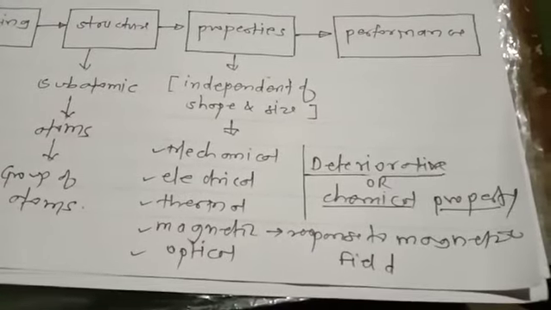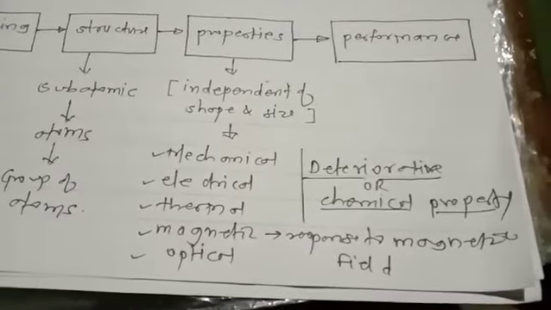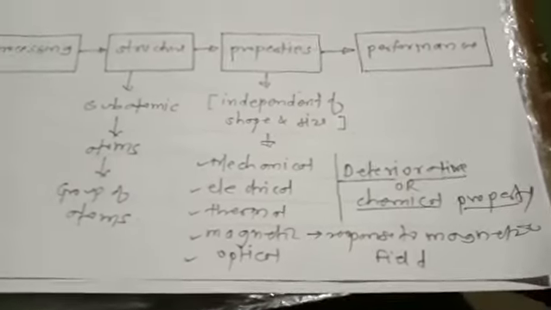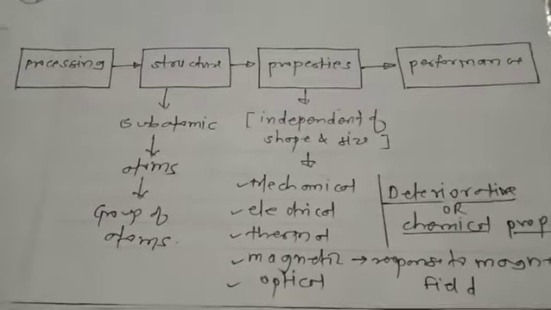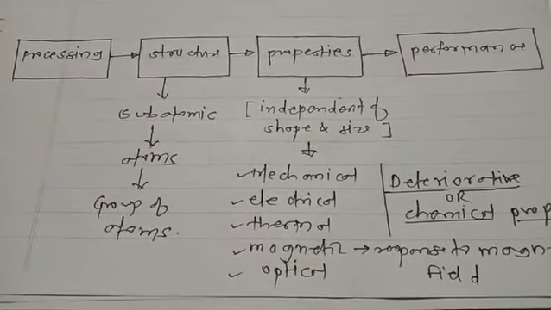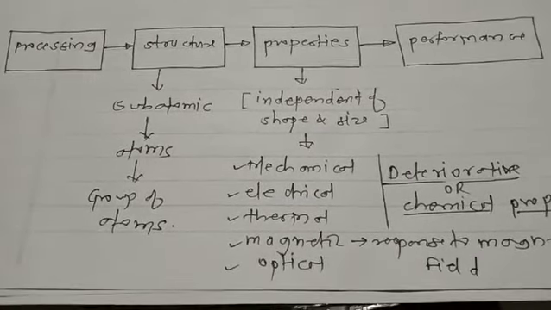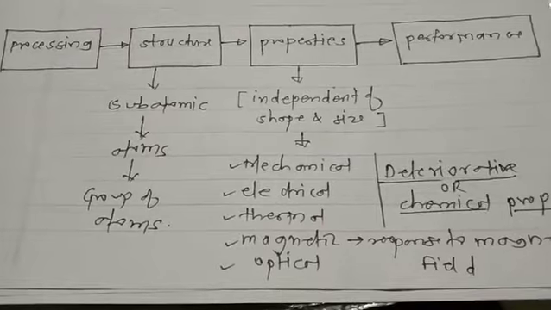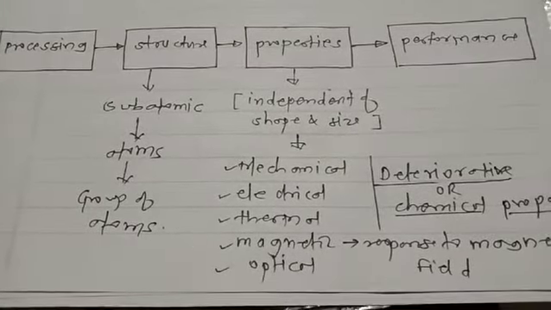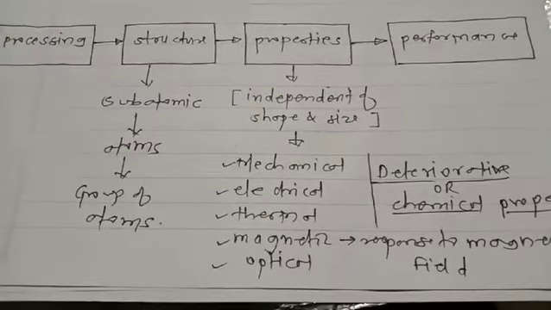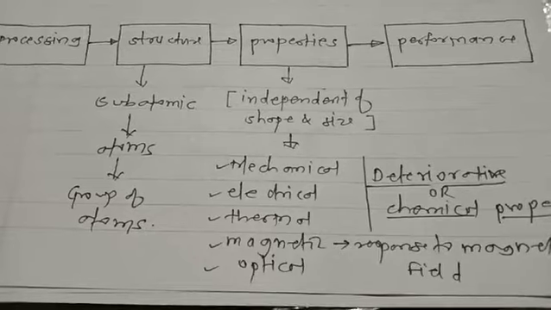If you are getting the better property, you will get the better performance. That is very important. In case of the vehicle, if you are from automobile engineering, if we process each and every component of the vehicle in the proper manner, you will get the proper structure of the material, you will get the better properties, and at the end you will get the good performance from the particular component or particular vehicle, right?